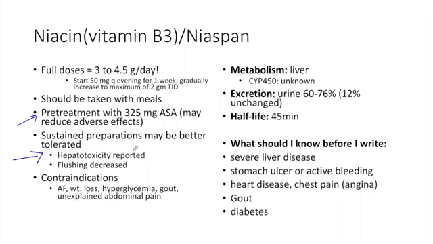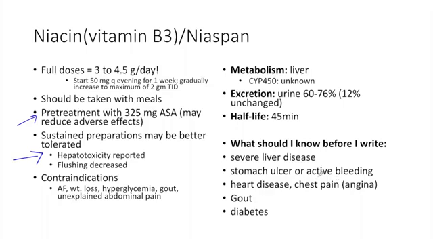Hepatotoxicity has also been reported with it, so be cautious with it. Also, you have some contraindications: AFib, weight loss, hyperglycemia, gout, and unexplained abdominal pain. Be very careful. So metabolism, it's actually unknown. It's excreted in the urine, and you can see it has a quick half-life, and that's why you have to take it so often.